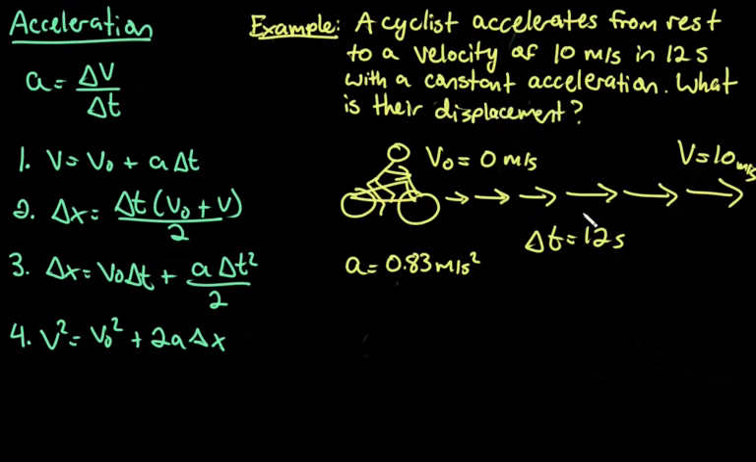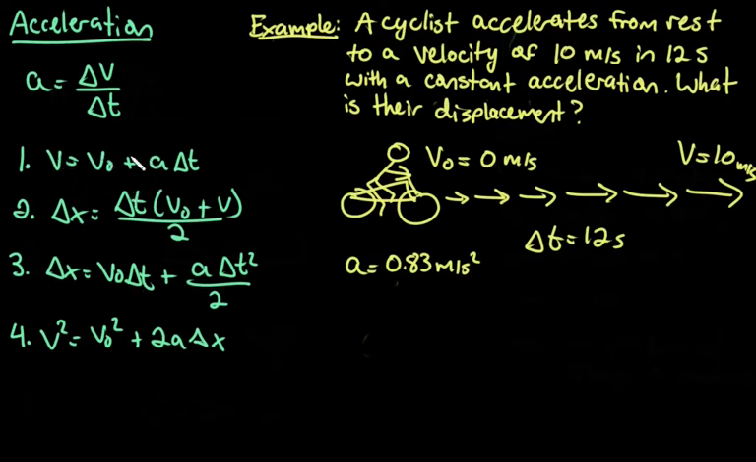Well, I would do the same thing. I would draw out a picture, write down all the information I have, and since this is the same problem as before, I know that my acceleration is 0.83 meters per second squared. From here, I would want to take a look at my formulas to figure out which one I want to use to find my displacement.